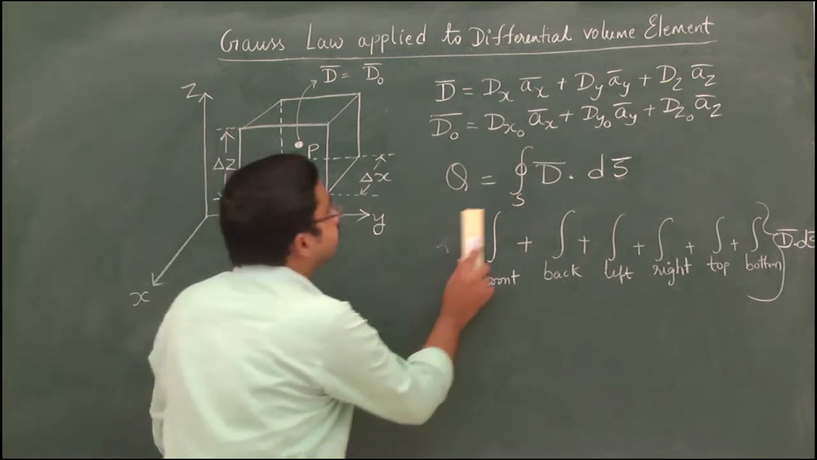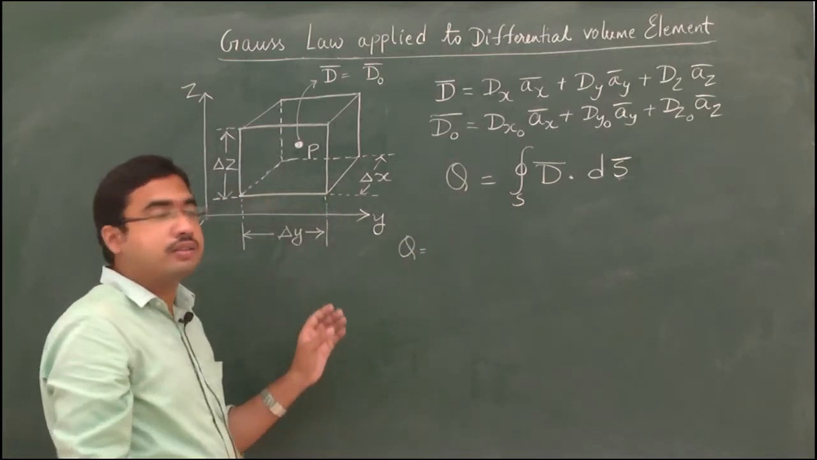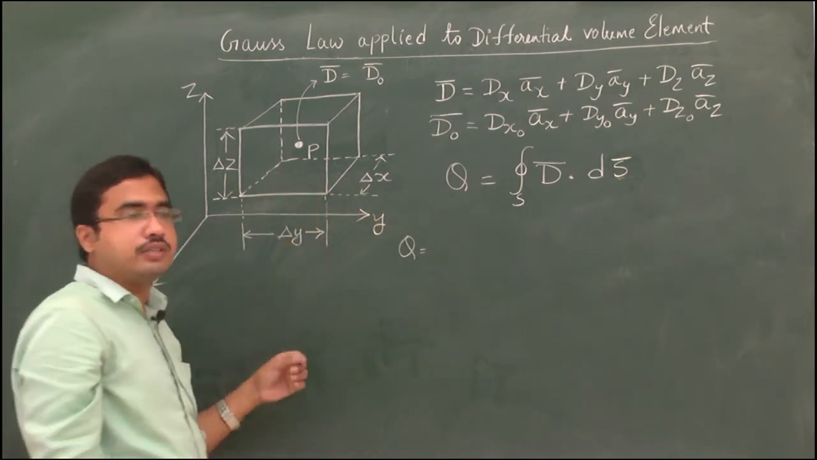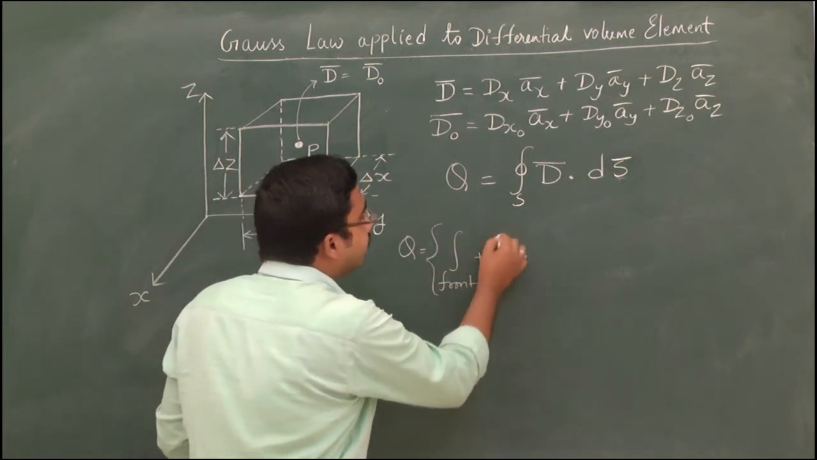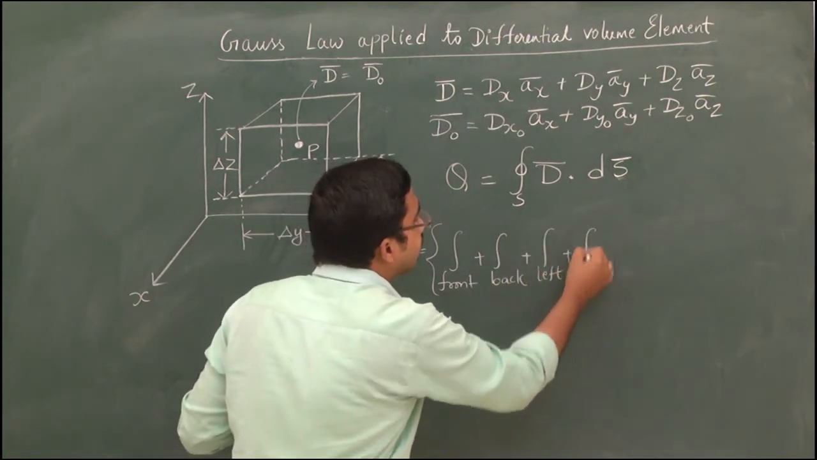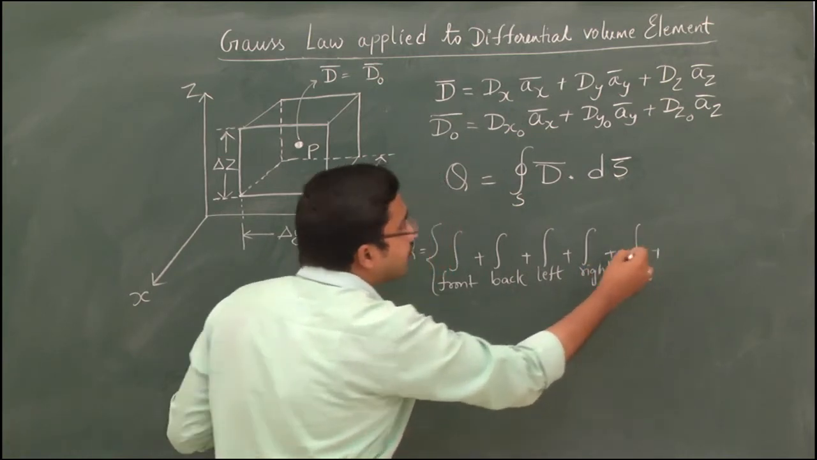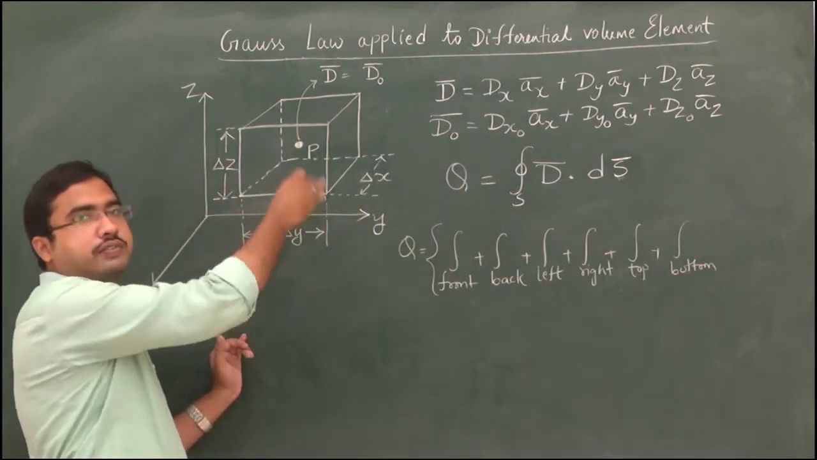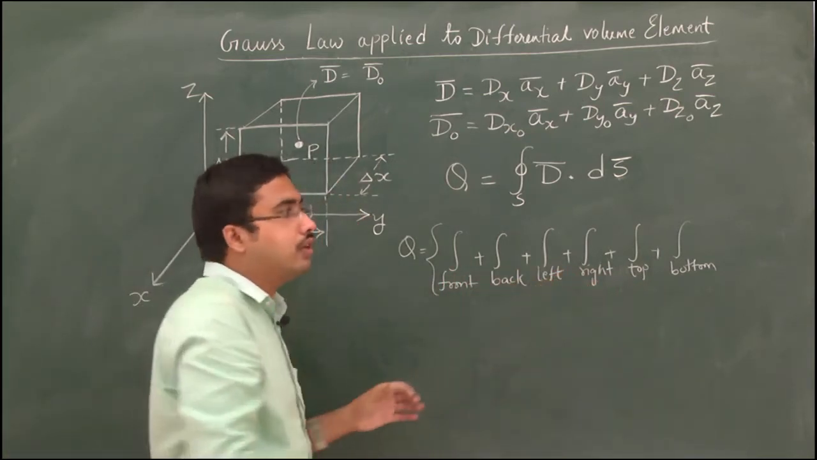Again I am mentioning this closed surface integral can be expanded as a six-sided surface integral, because we can observe this volume from six sides. One is from front, one is from back, one from left, one from right, one from top and the other from bottom. So for this closed surface, for this differential volume, we are integrating the surface from all the six sides.